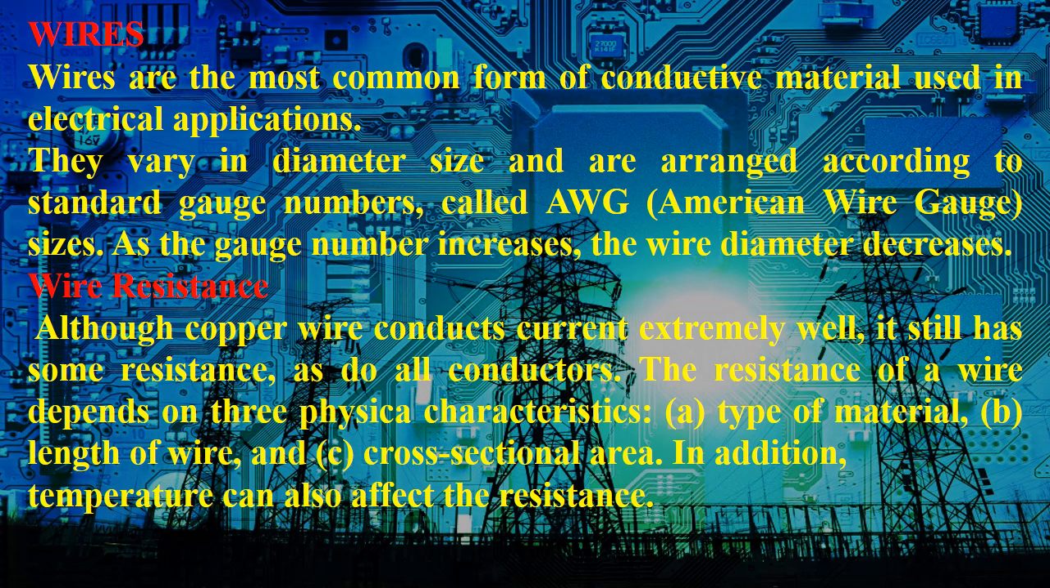Although copper wire conducts current extremely well, it still has some form of resistance, as do all conductors. The resistance of a wire depends on three physical characteristics: the type of material, or the element that made up the material, the length of the wire, and the cross-sectional area. In addition, temperature can also affect the resistance value.